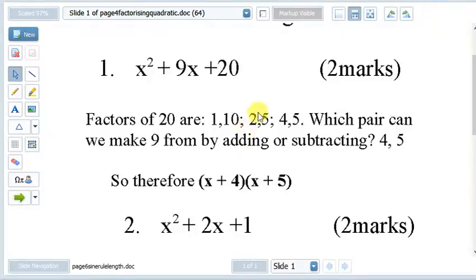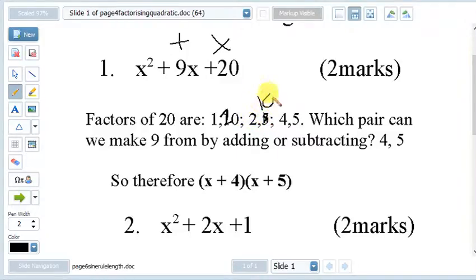Okay, so question 1, and basically you're trying to come up with two numbers that times together to give 20 and add together to give plus 9. So the first two that you would try are 1 and 20. Now of course, you can't do that. And the next two that you would come across is 2 and 10. Now you can't make 9 from 2 and 10.